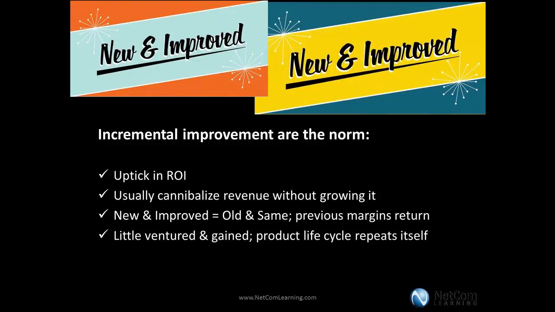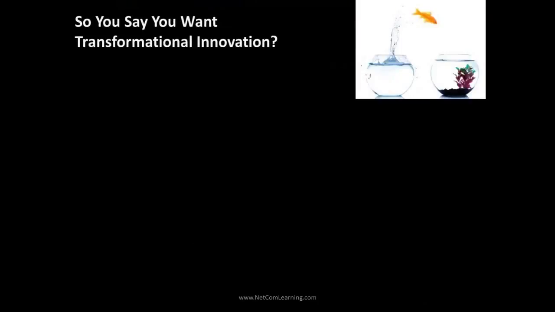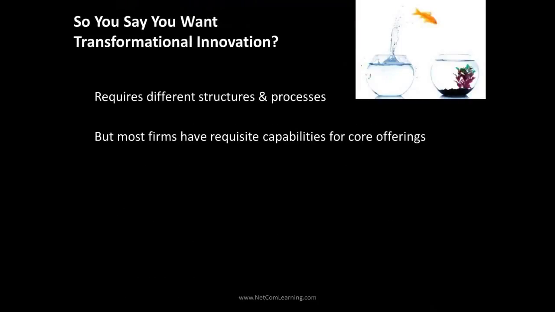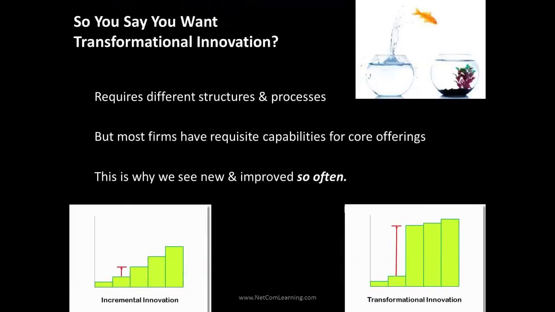So this is an example of little venture, little gain, and then the product life cycle repeats itself. But I think we'll agree we constantly see "new and improved." So it's a very short-term improvement. Okay, now many companies will say they want transformational innovation. In fact, that's what many companies say.